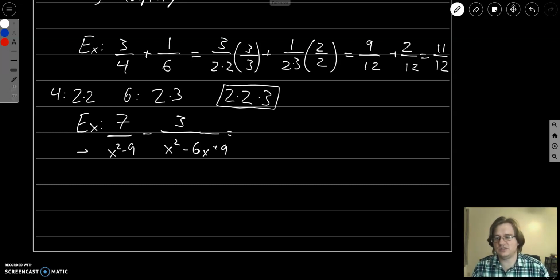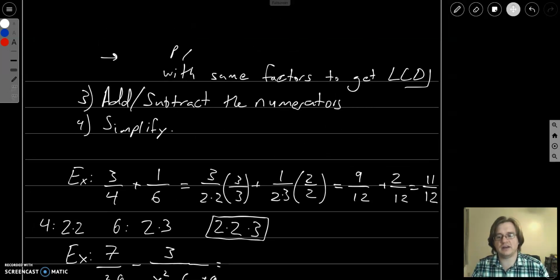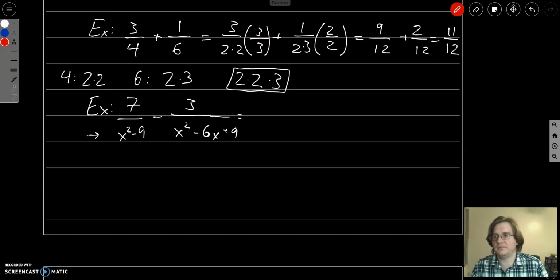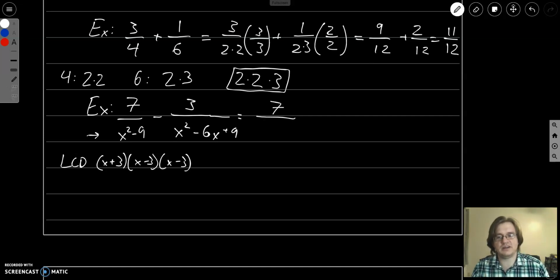Now, these two denominators, luckily, we already found their least common denominator. It was right here. We already looked at these two fractions. So the least common denominator is going to be x plus 3, x minus 3, x minus 3. So let's write that down here so we don't forget. The least common denominator is x plus 3 times x minus 3 times x minus 3. The first thing I want to do is write these expressions with the denominators factored, so it'll just be easier to see. So x squared minus 9 is the same thing as x plus 3 times x minus 3. And then the next one will be 3 over x minus 3 times x minus 3.